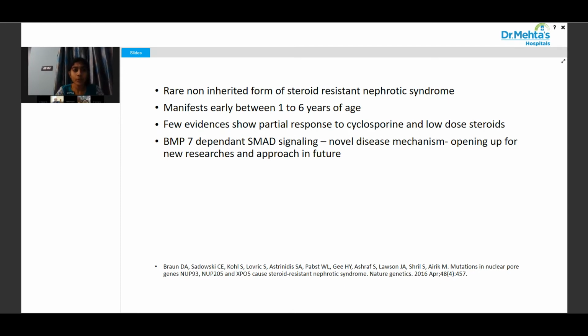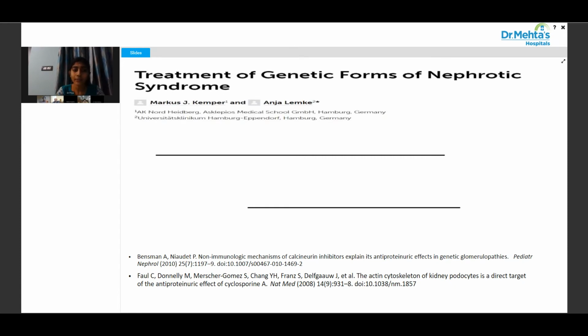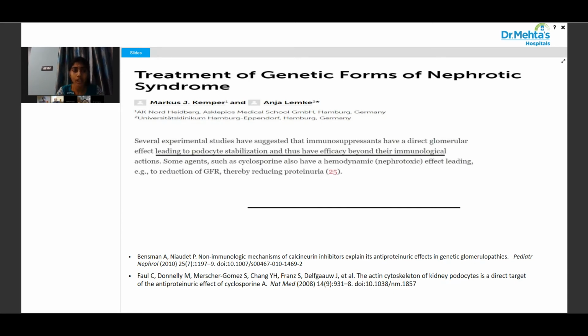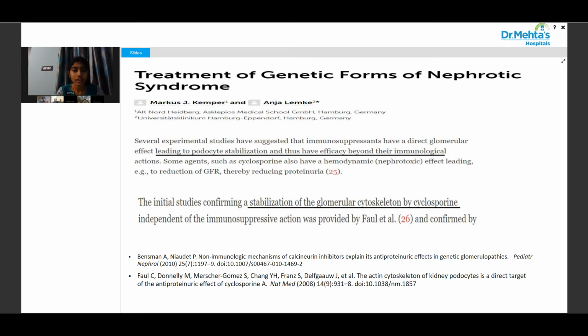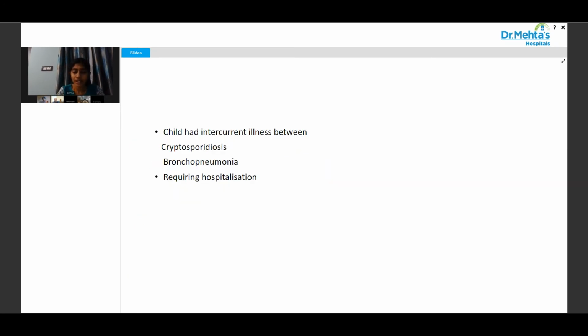Though there is minimal proven evidence on the role of immunosuppressants in genetic positive nephrotic syndrome, we continued the child on cyclosporin as few evidences showed that cyclosporin, despite having an immunosuppressant action, also had a podocyte stabilization action. Hence, child was continued on cyclosporin along with enalapril and low-dose corticosteroids. In between, child had few intercurrent illnesses requiring hospitalization, like cryptosporidiosis and bronchopneumonia.